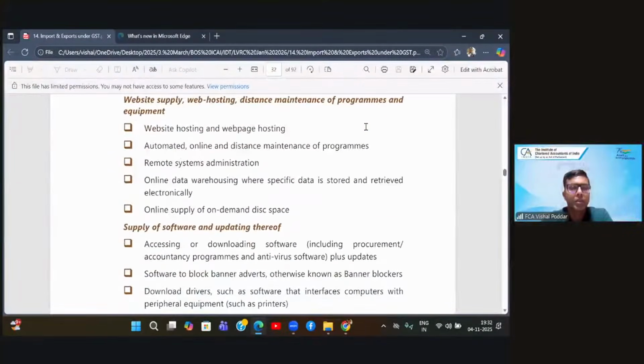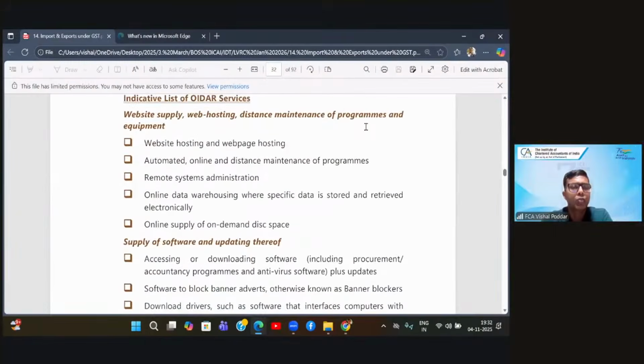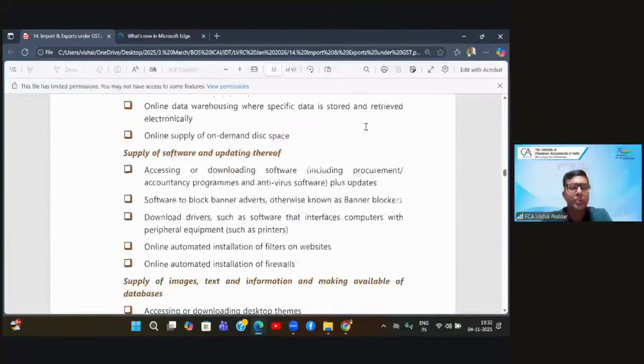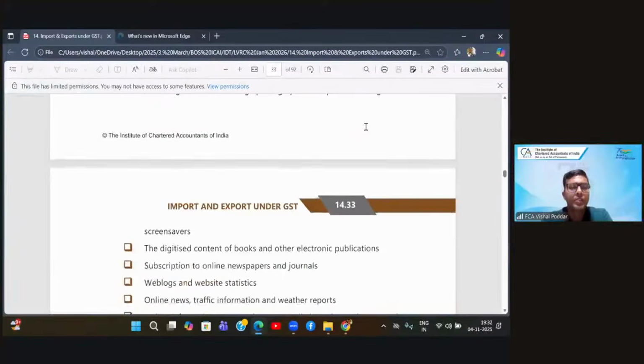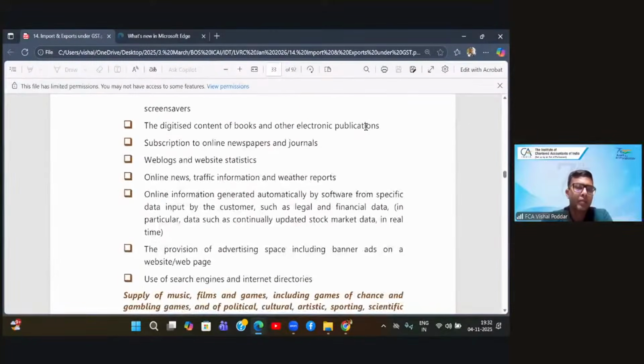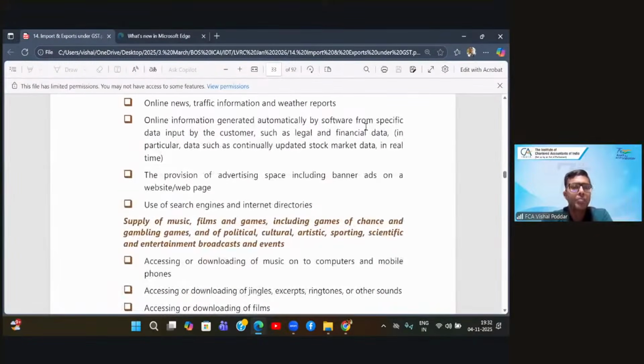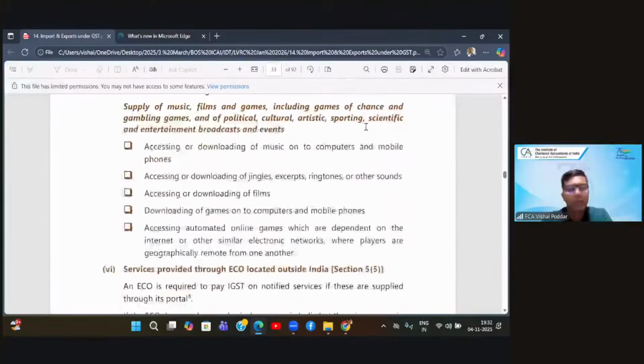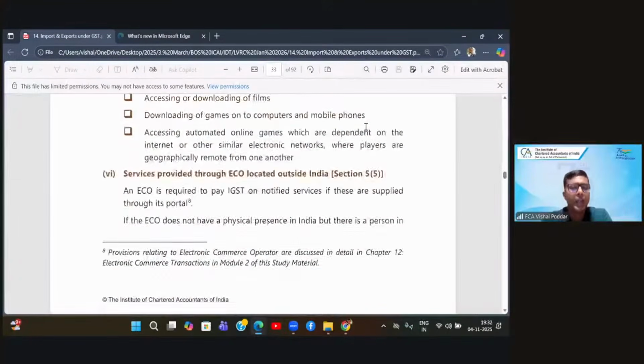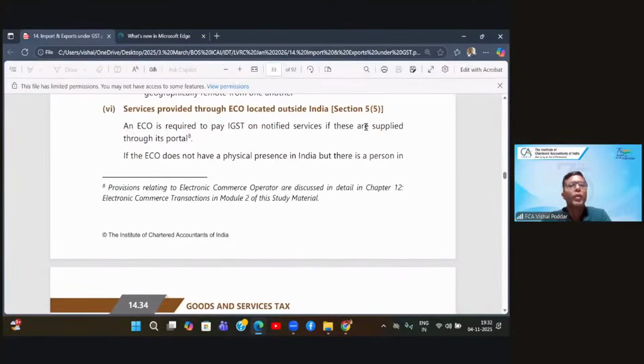Now here an indicative list is given as to what will be online services. If you remember the definition, all those services where the delivery is mediated through information technology first, and second, it is impossible to provide those services without using technology, all those will be online services.